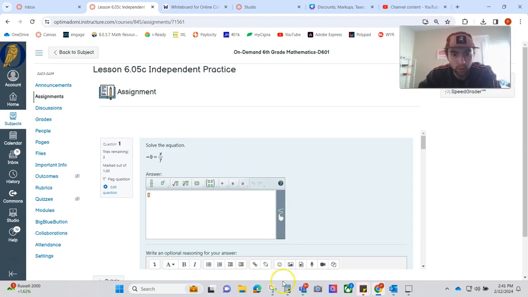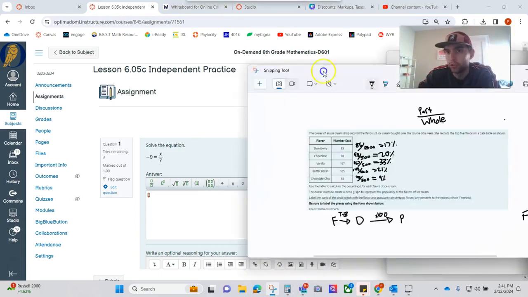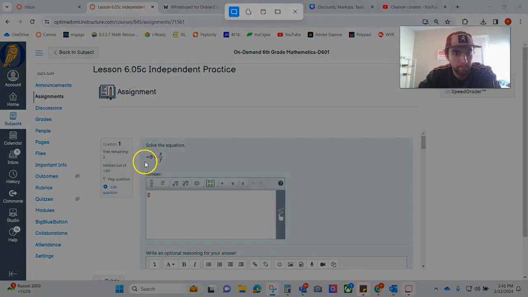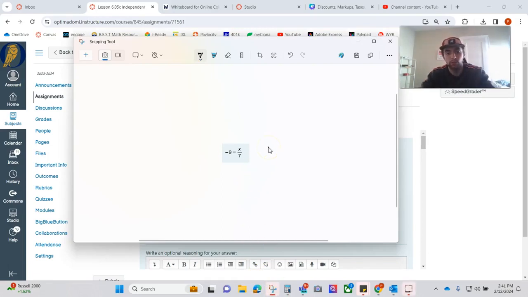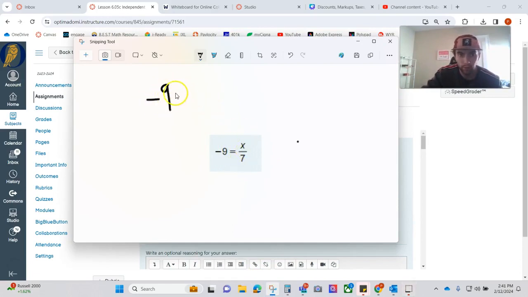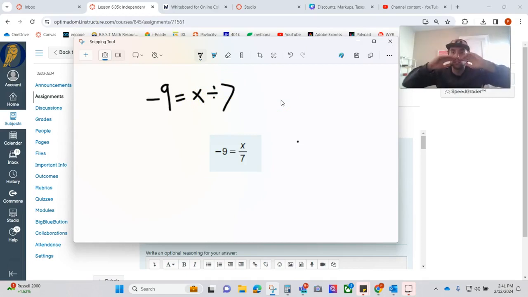All right, question one. Solve the equation. Negative 9 equals something divided by 7. So this fraction means divided by. Let's solve this backwards question with inverse operations, or opposite operations.